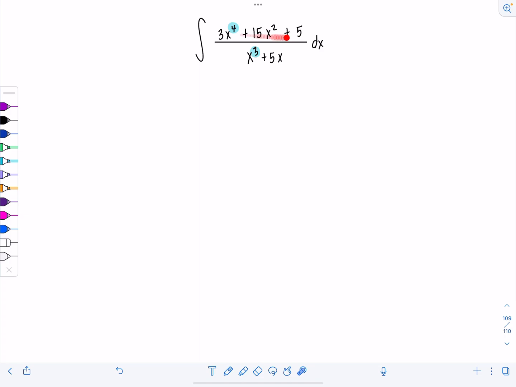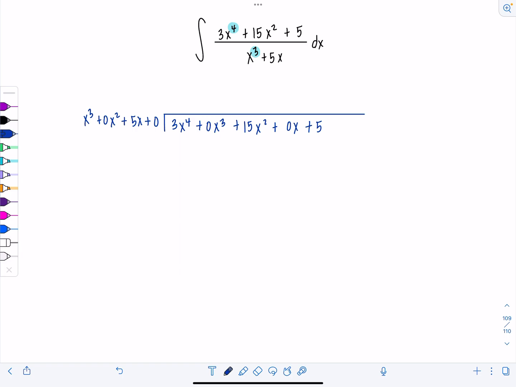We long divide. So we're going to long divide the denominator, which is x cubed. I'm going to put a placeholder. There's no x squared term, plus 5x, and there's no constant. I'm going to divide that into the numerator, which is 3x to the fourth plus 0x cubed plus 15x squared plus 0x plus 5. If you need a review on polynomial long division, I'll link a video here.